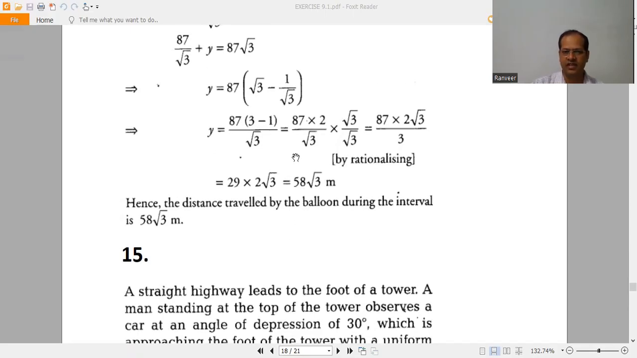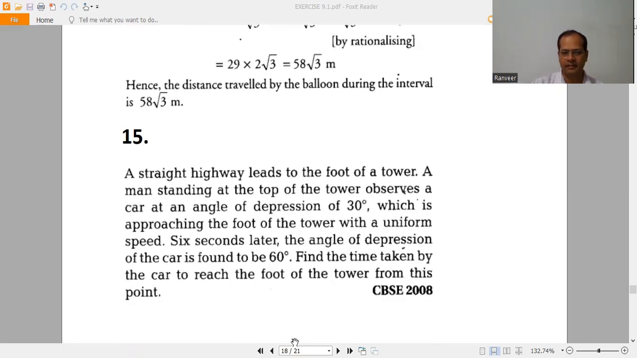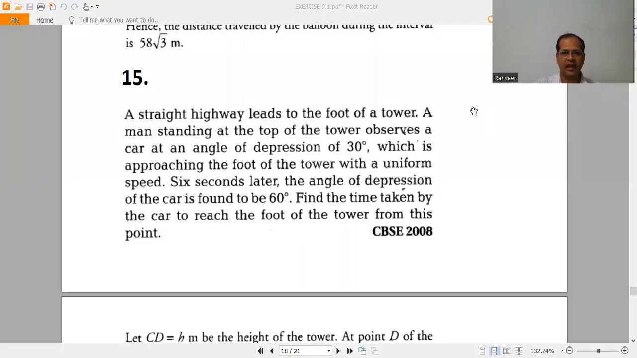So this is just the basic calculation and you got the concept. Question 15. A straight highway leads to the foot of a tower.